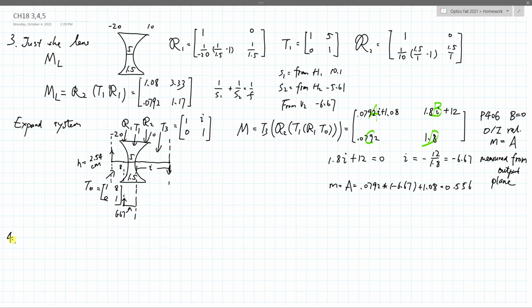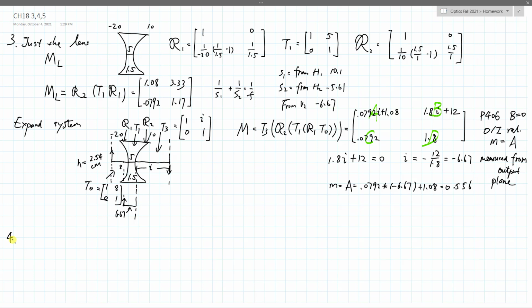Question number 4: an equiconvex lens having spherical surfaces of radius 10 centimeters, a center thickness of 2 centimeters, and a refractive index of 1.61 is situated between air and water. Water has n equal to 1.33. An object 5 centimeters high is placed 60 centimeters in front of the lens. Find the cardinal points for the lens and the position and the size of the image formed.